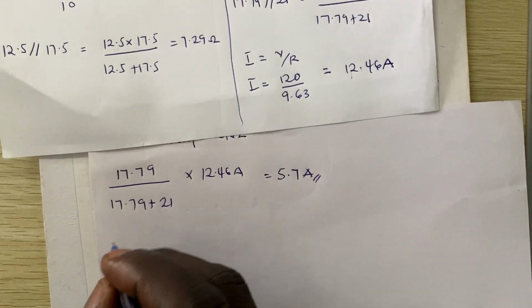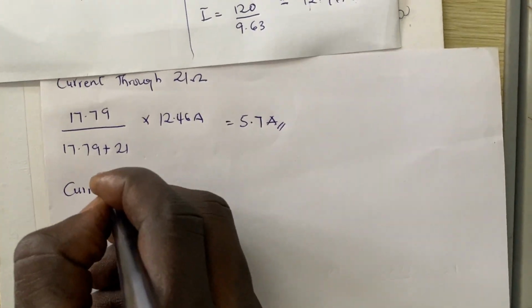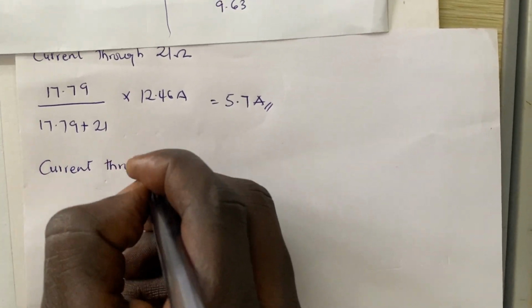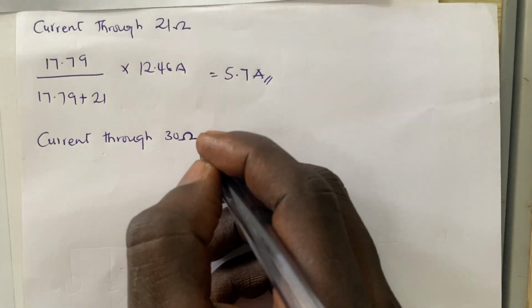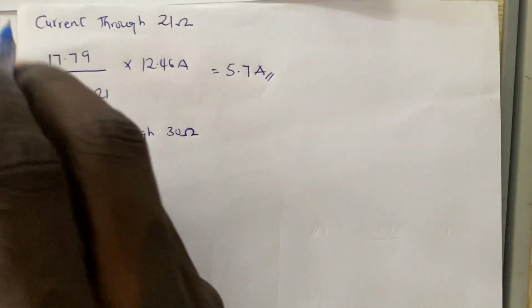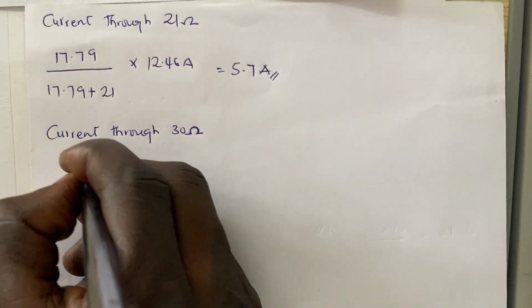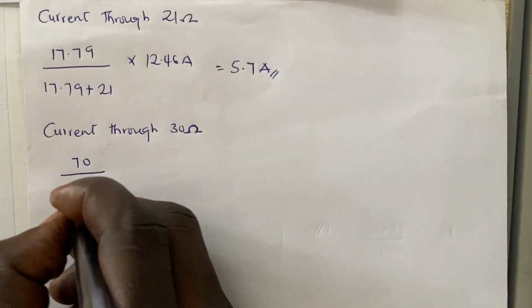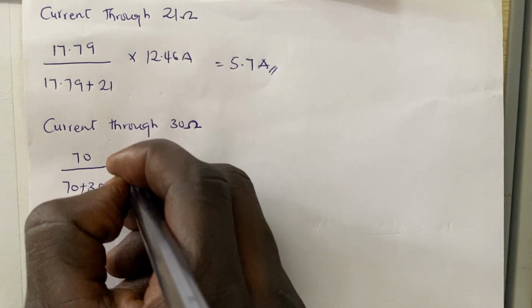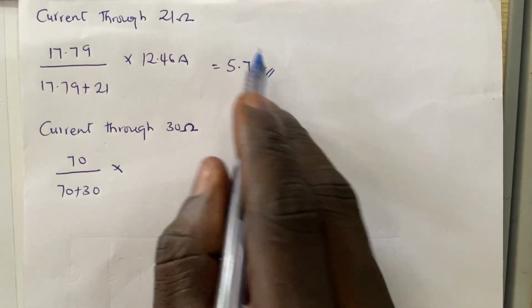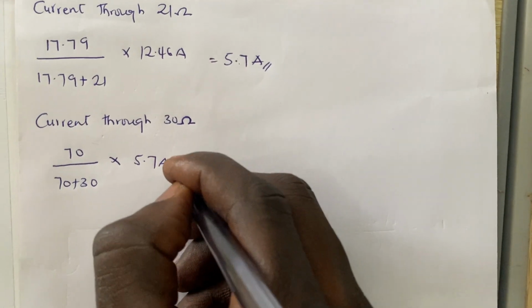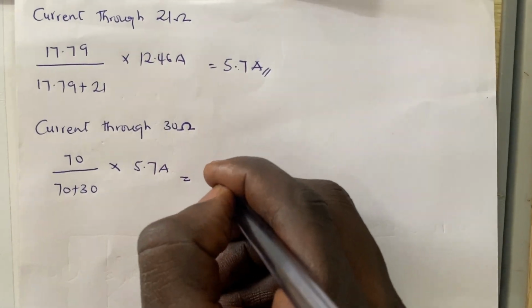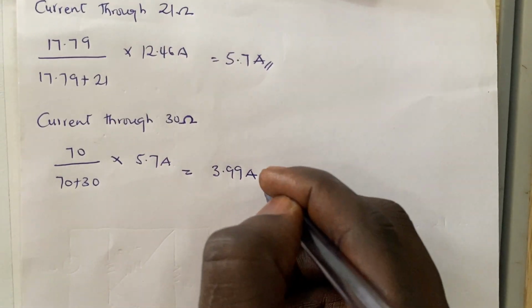So now we are going to get the current through the 30 ohms resistor. And now our answer is going to be R2, which is the 70, divided by the 70 plus 30, times the total current that is flowing through the 21, that's both of them, which is the 5.7 amps, right? And now our answer is going to be 3.99 amps, right?